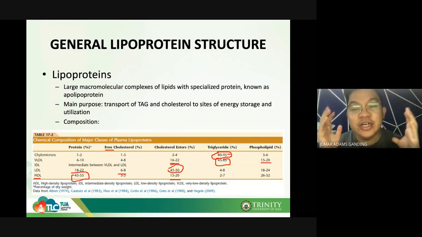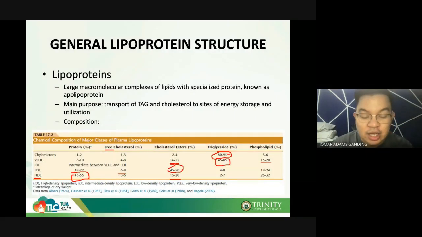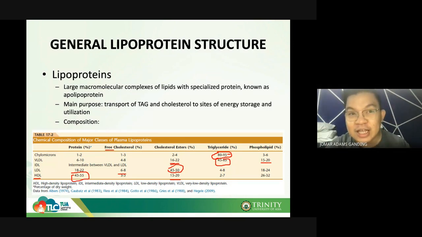Okay, so here's the thing about your LDL and your HDL. I guess by this time, you are already familiar with the terms bad cholesterol and good cholesterol. Bad cholesterol is the term we use for your LDL or your low-density lipoprotein. Are they really bad? Should I remove it altogether from my body? I would say no. Why? Because the only time that they become bad is when they are in excess in your body. Your HDL, these are good cholesterol. Good cholesterol, why? Here's the story.